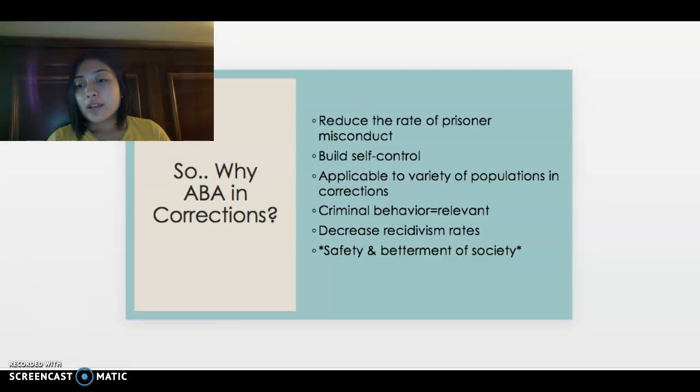If we can teach inmates how to manage their behaviors, build self-control, we can decrease the likelihood that they will continue to have aggressive or inappropriate behaviors.